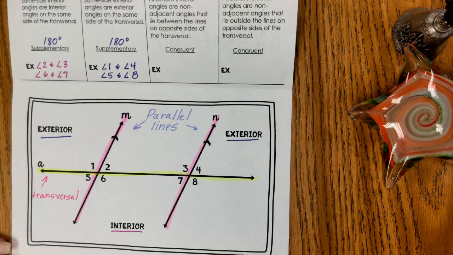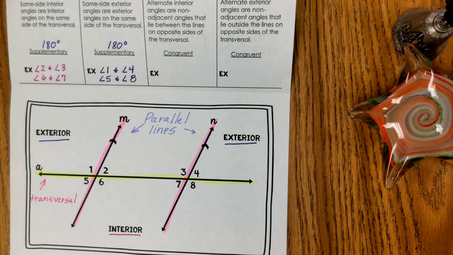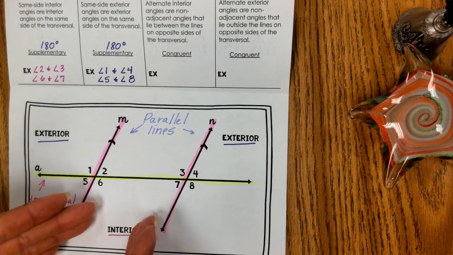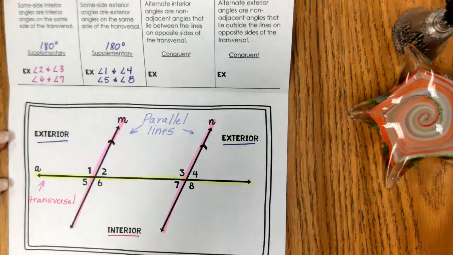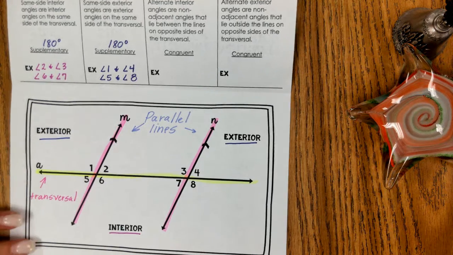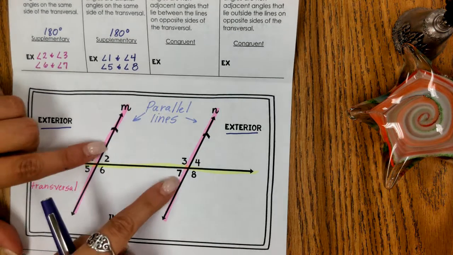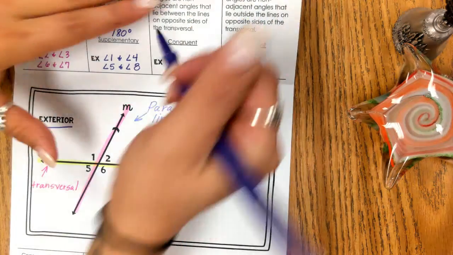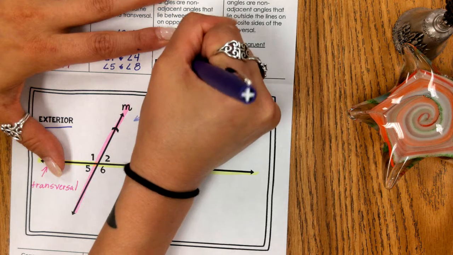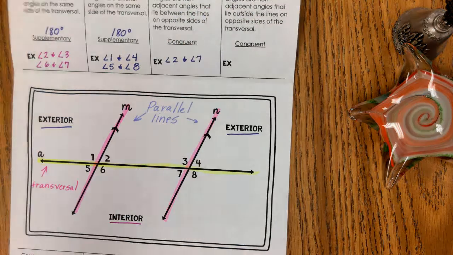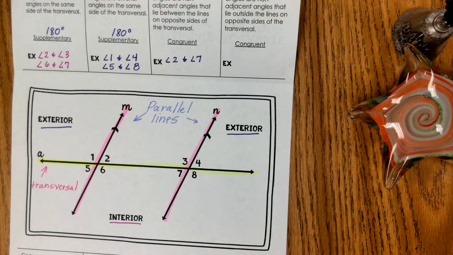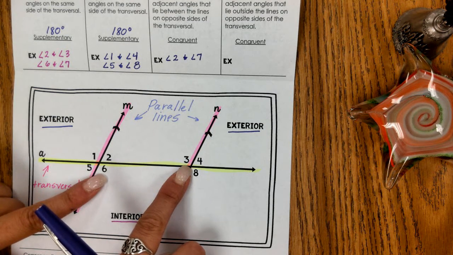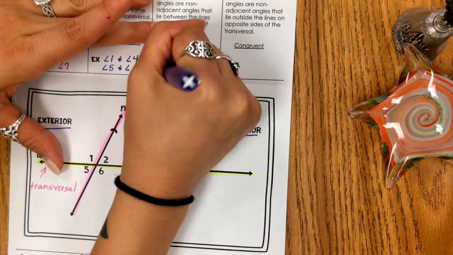Okay? Alright, so on the next one we have alternate interior angles. So again, we're looking at the interior, okay? But this time they're going to be on opposite sides of the transversal. So that would be 2 and 7. They're on the inside and they're on opposite sides of the transversal. And then we also have what else? 6 and 3. Very good.